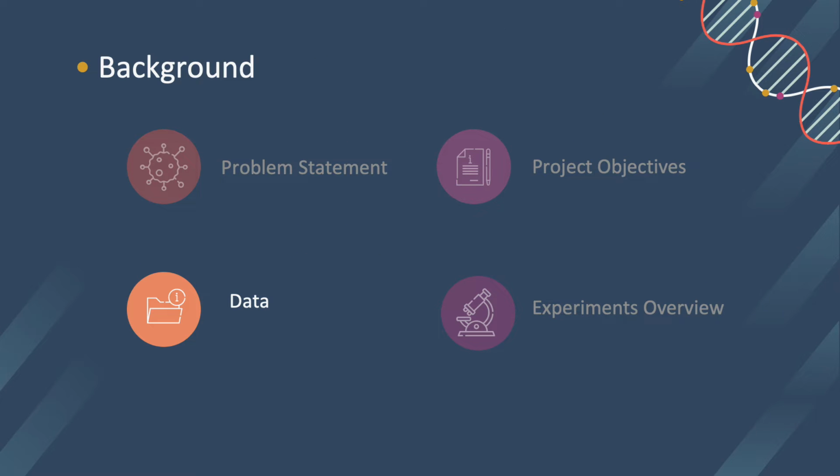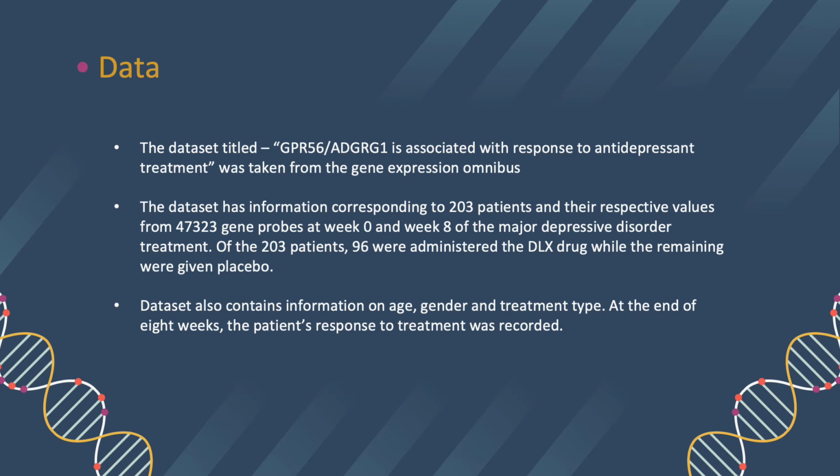The data that has been used in this project has been taken from the gene expression omnibus. It has information corresponding to 203 patients, out of which some of them were on placebo, while the others were given the treatment drug called duloxetine. At week 0 and week 8 of the treatment, values corresponding to several gene probes were recorded along with their age, gender, and treatment type.